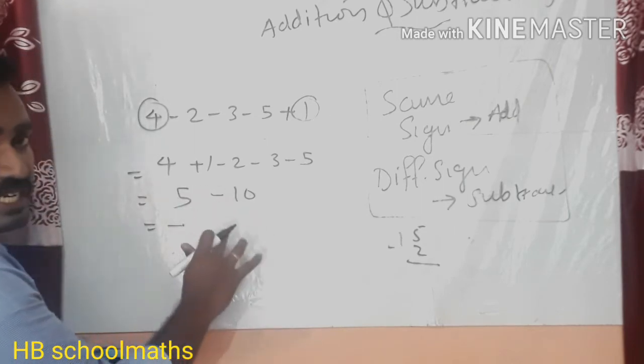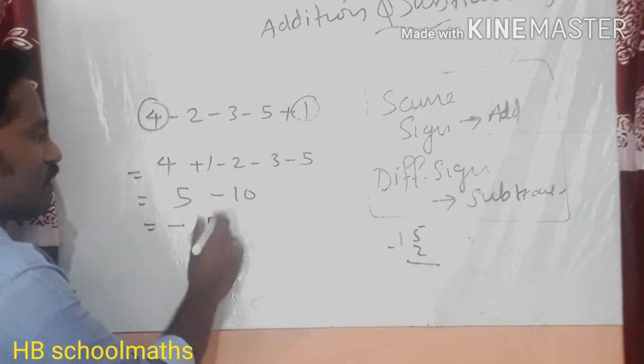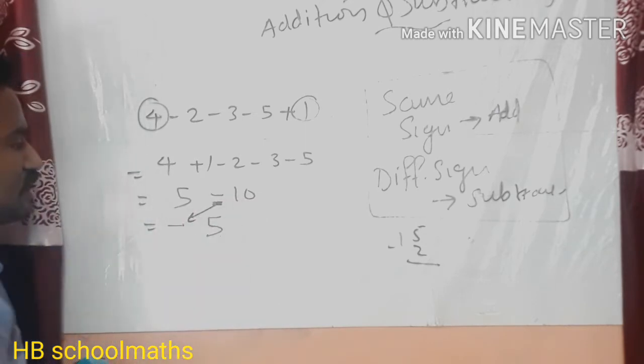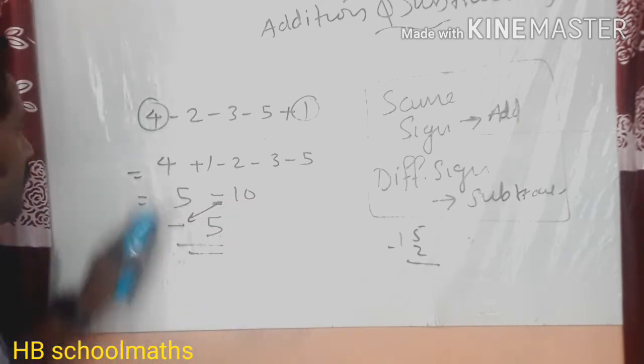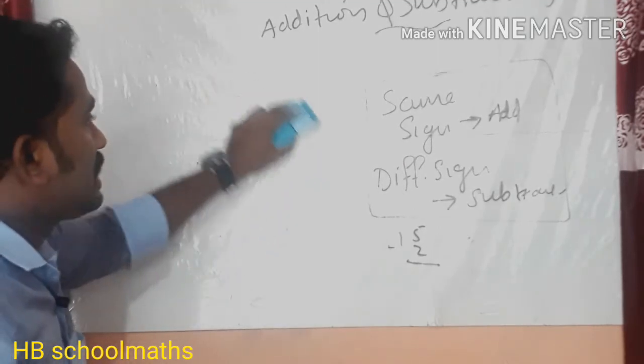Otherwise, think different sign: 5 is positive, 10 is negative. So for the absolute values you have to subtract 10 minus 5, the answer is 5 only, and the absolute value of 10 is greater, it is negative, so the answer is -5. So that's all about addition and subtraction. The next class is based on multiplication and division.